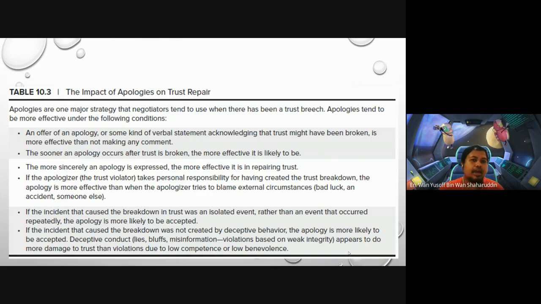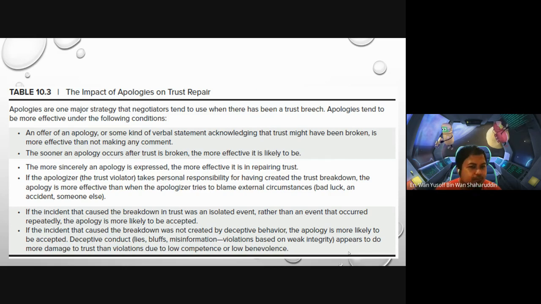And then the impact of apologizing on trust repair. If something happened in that particular transaction or relationship, apologies are one major strategy that negotiators tend to use when there has been a trust breach. Apologies will help you be more effective under the following conditions. An offer of an apology, or some kind of verbal statement acknowledging that trust might have been broken, is more effective than not making any comment. So just apologize rather than setting this aside.